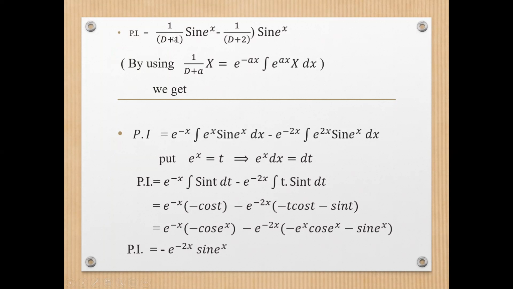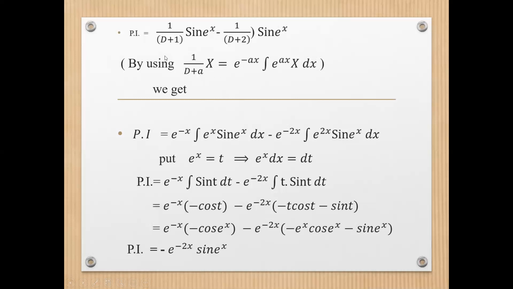Okay, 1 upon D plus 1 sin e raised to x. Here is 1, here is 1, here is e. So a is nothing but what? 1, and capital X is nothing but what? Sin e raised to x. So use this formula here and here. What do we get? For the first term, a is nothing but 1 and capital X is nothing but sin e raised to x.